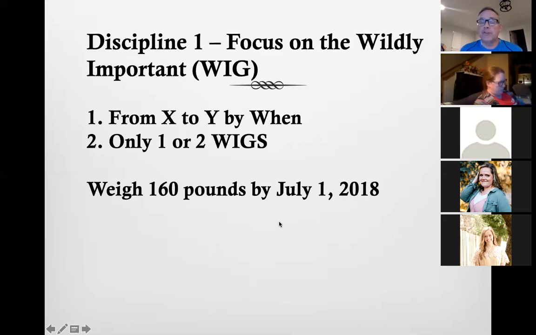I will weigh 160 pounds by July 1st, 2018. Now, this is what we call a lag measure, okay? The lag measure is something you can measure. I can stand on my scale every day and look down at the numbers and see that I'm stuck at 180. I weigh 180, 182 pounds every single day. Well, looking at that lag measure is not going to move the needle the right direction, right?